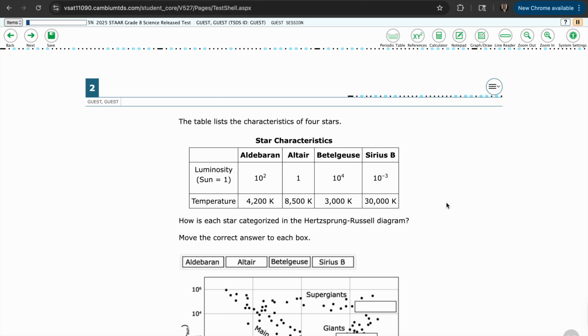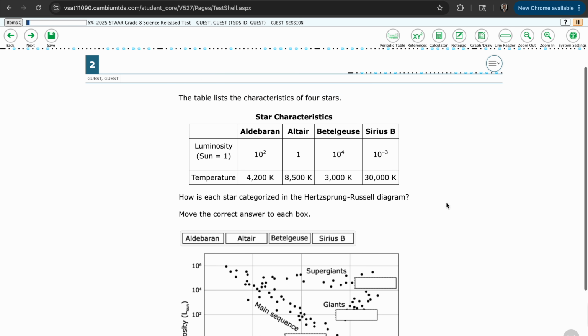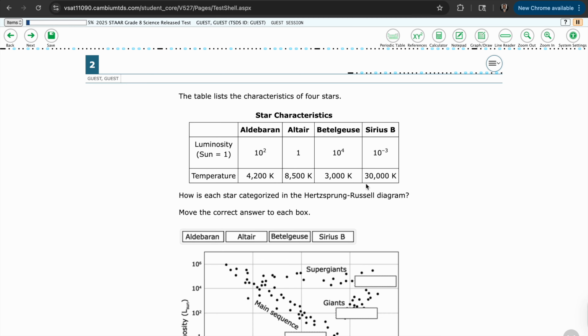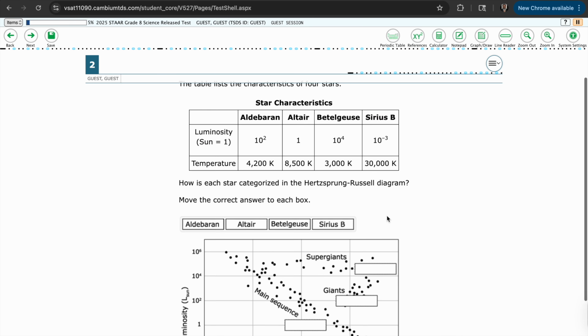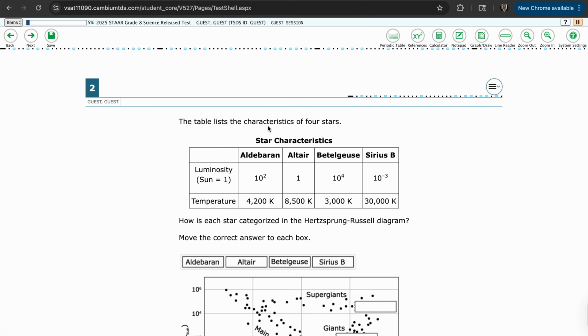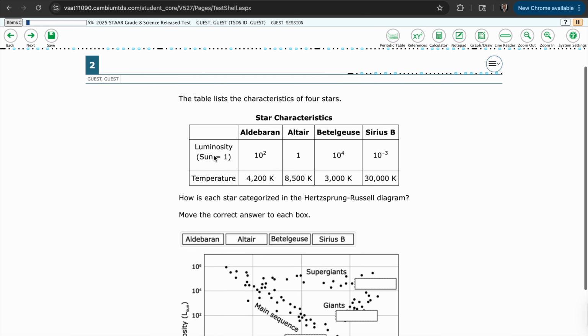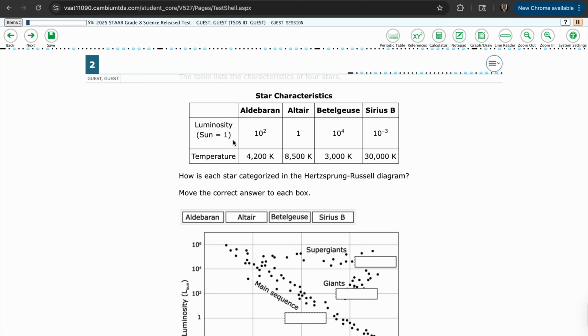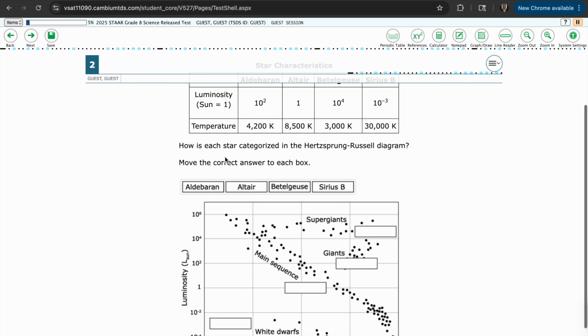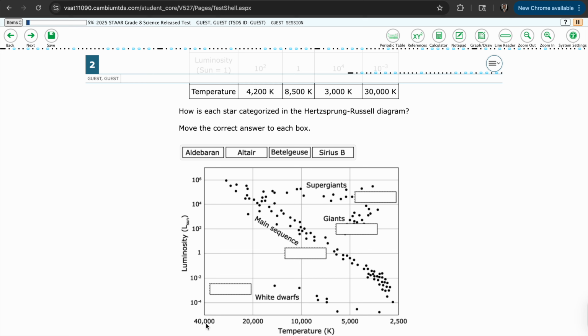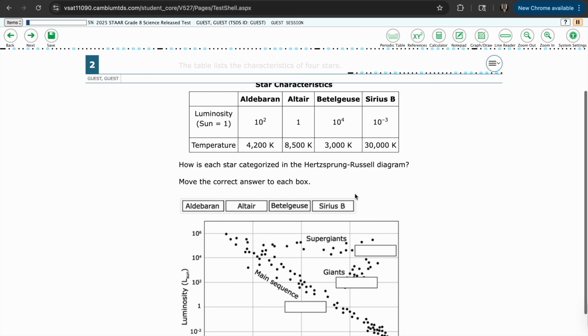Look at question 2. Here we have a table and we have a graph. How do we navigate this? Let's see. The table lists the characteristics of 4 stars. So luminosity, sun equals 1, temperature. Okay, so we have a graph. We have our x-axis at the bottom. We have our y-axis right here on the left side. Luminosity is going to be the y-axis. Temperature is the x-axis. Okay, let's see.